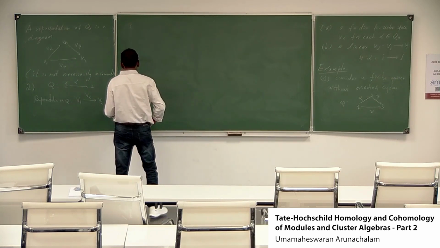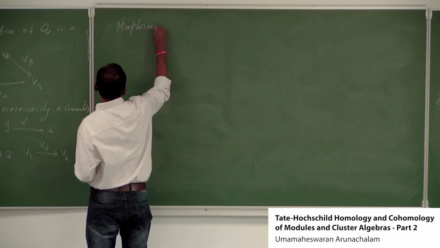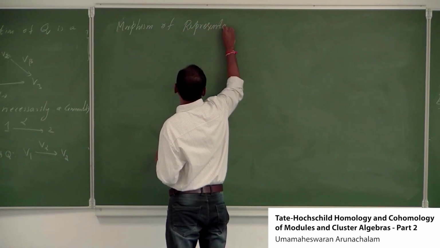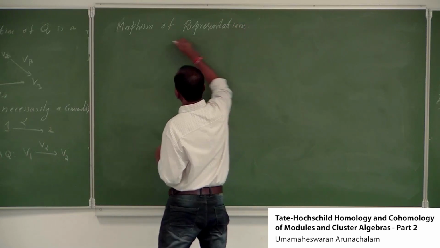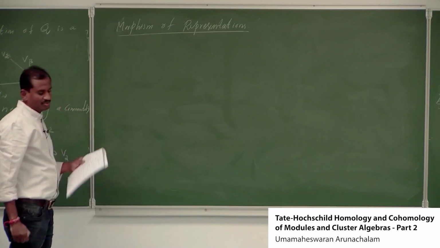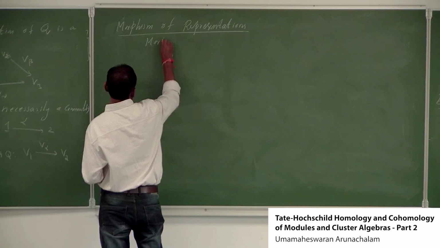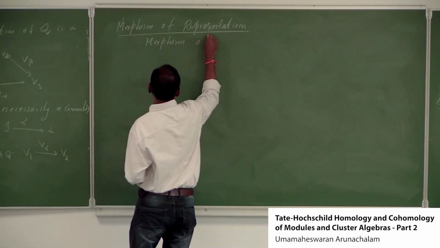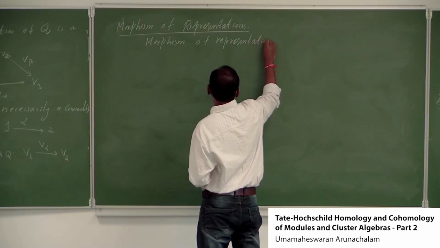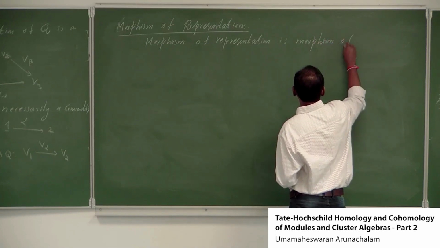So next one, morphism of representations. Morphism of representation is morphism of diagrams.